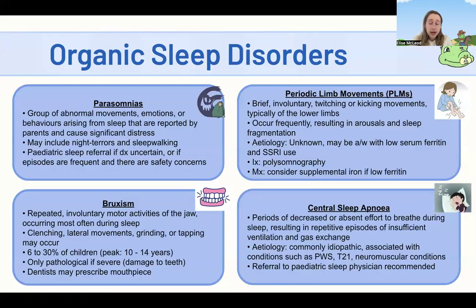And central sleep apnea is when there's decreased or absent effort to breathe during the night. But instead of obstructive sleep apnea, where this is functional, so it might be from tonsils or adenoids or adiposity, this is a reduced drive to breathe from signals from the brain. It's commonly idiopathic and actually very normal in young infants, but can also be associated with conditions like Prader-Willi, trisomy 21, and other neuromuscular conditions. So often a referral to a pediatric sleep physician is necessary.